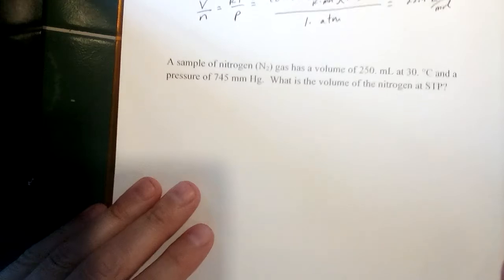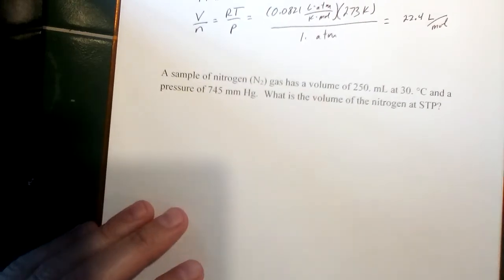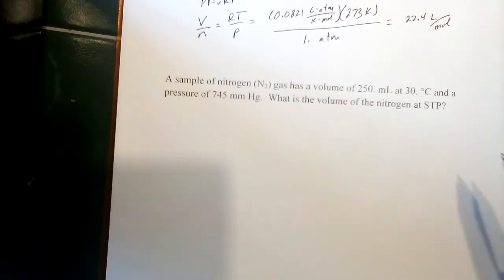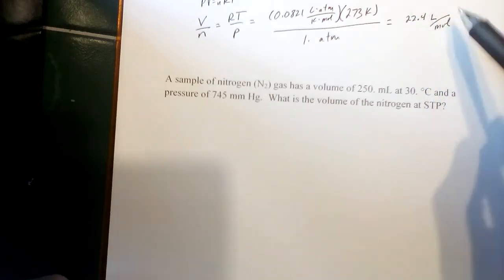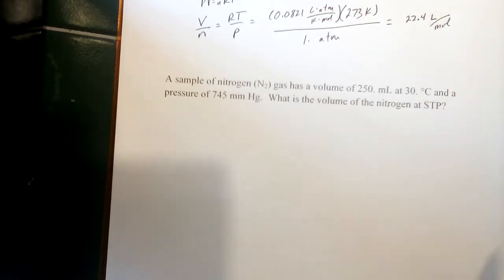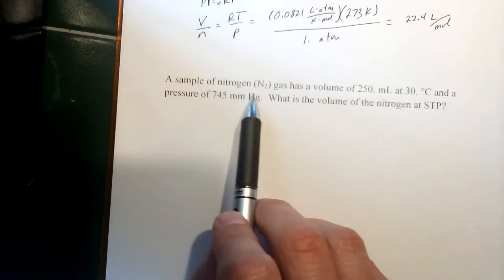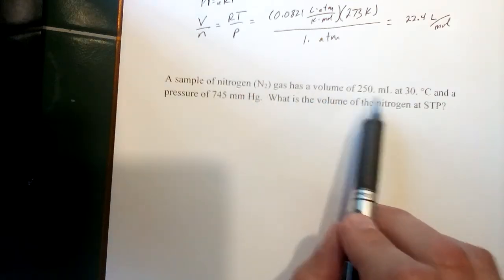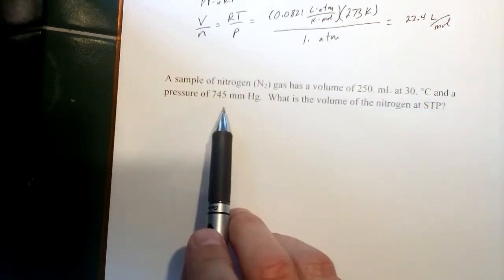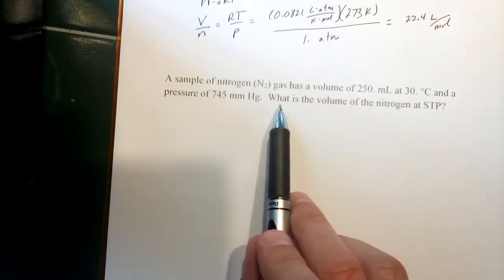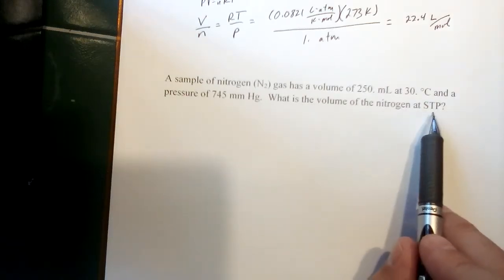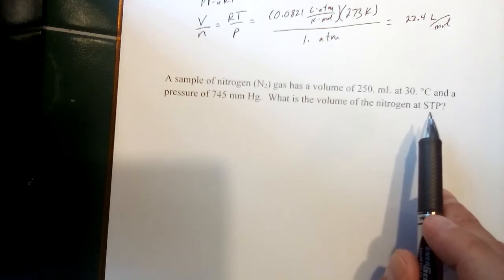Now, let's look at that in the context of a problem here, because like I said, you do need to know what STP is to solve this problem, but you can actually maybe take a little shortcut if you know this 22.4. So we've got a sample of nitrogen gas. We're given a volume, a temperature, and a pressure. And we want to calculate what is the volume at STP. Now, we could certainly tackle this as a change of circumstances problem.